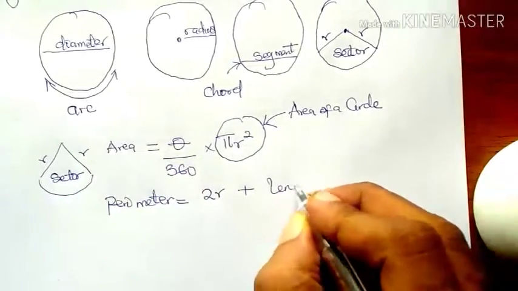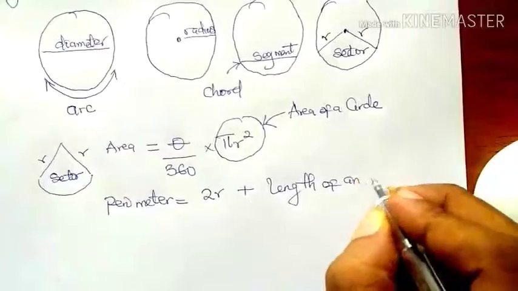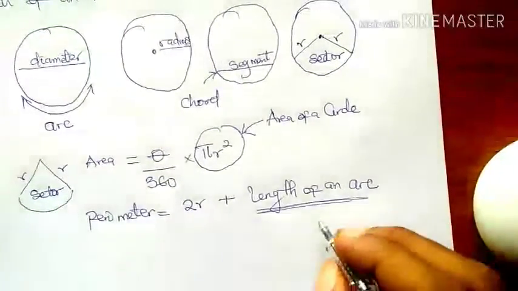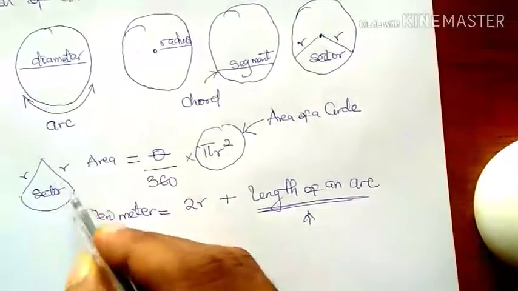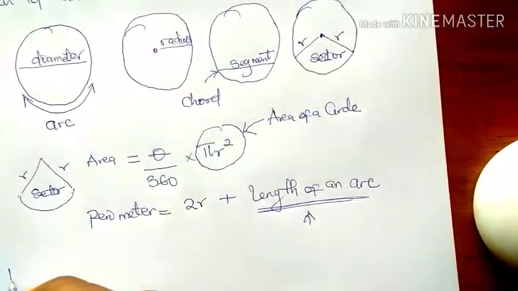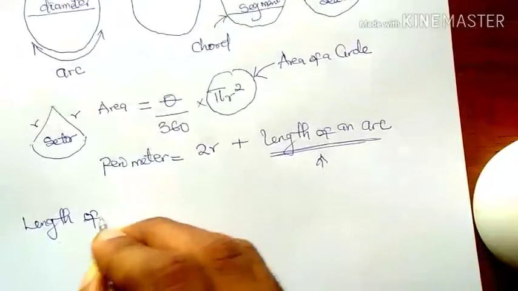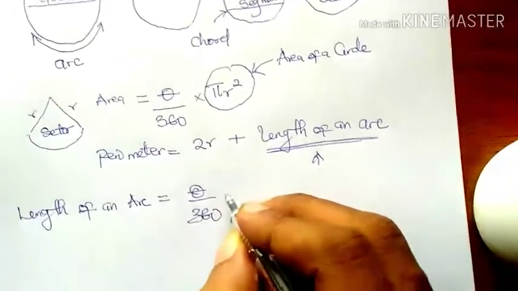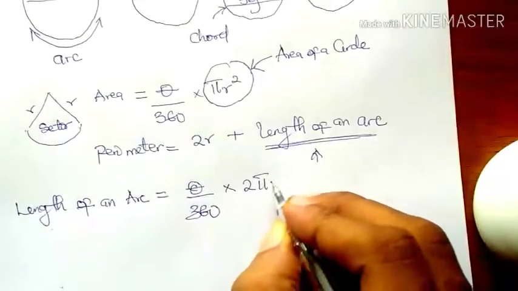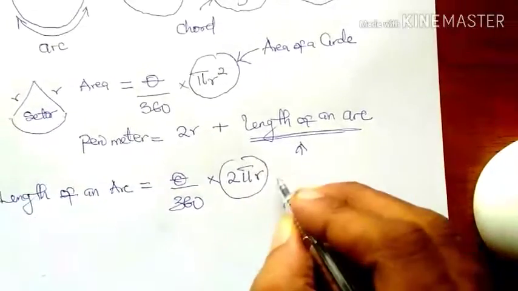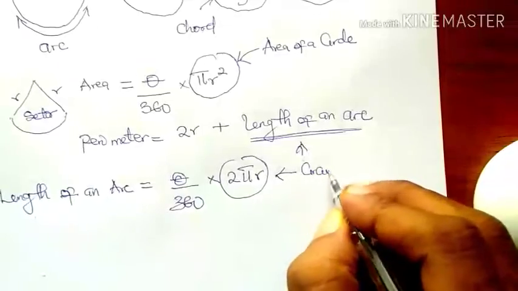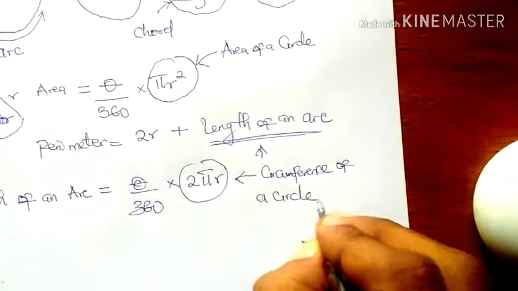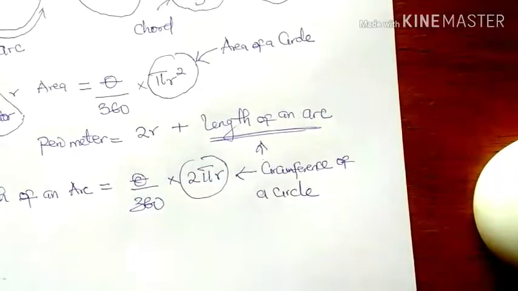Now let's see the perimeter of a sector. The perimeter of a sector is equal to 2r plus the length of an arc. Remember, we need to know about the length of an arc. The length of an arc is equal to theta over 360 times 2 pi r. Remember, 2 pi r is the formula for the circumference of a circle.